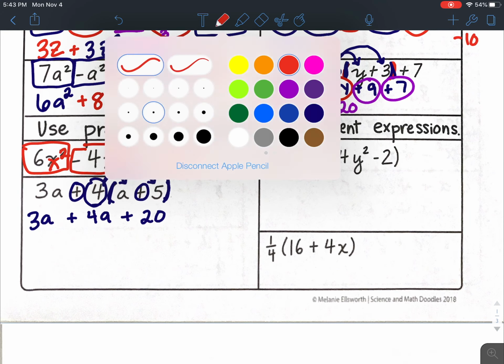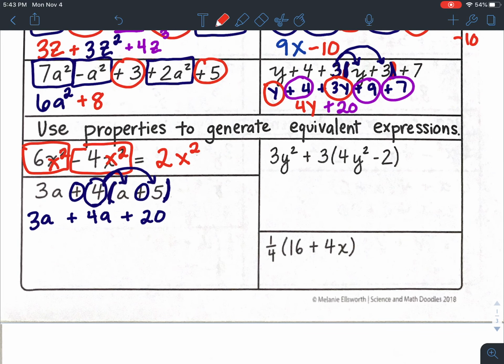From there, now I can combine my like terms to make it shorter. I see that I have 3 a's here and I have 4 a's there. That gives me 7 a's. And I can't combine this 20 with anything because it doesn't have an a with it. So I'm just plugging that in at the end. 7a plus 20.